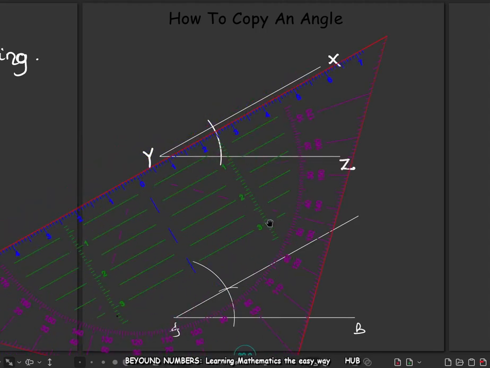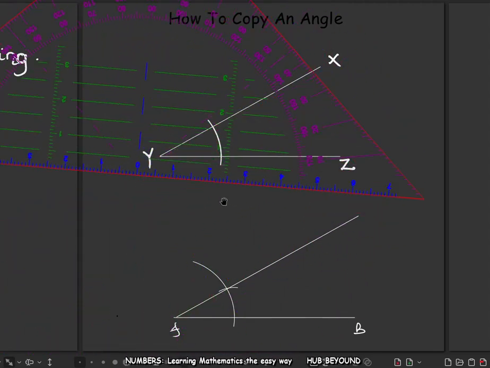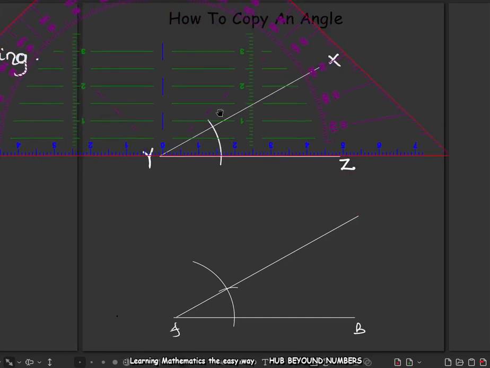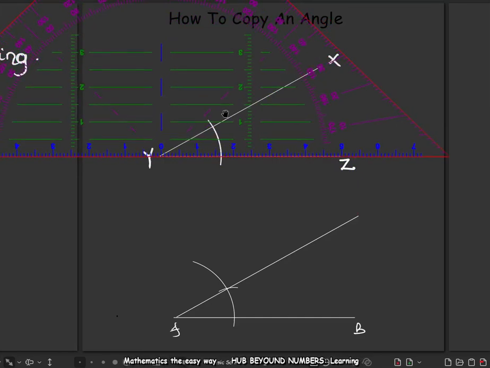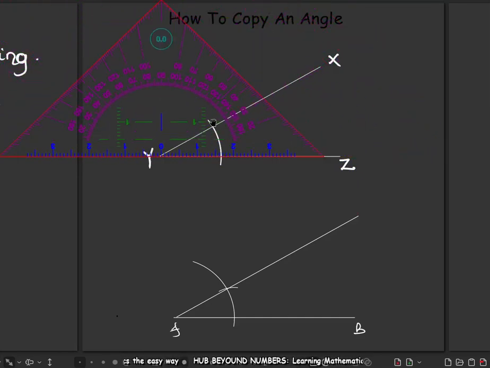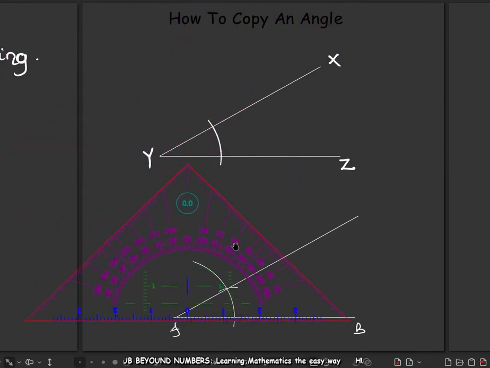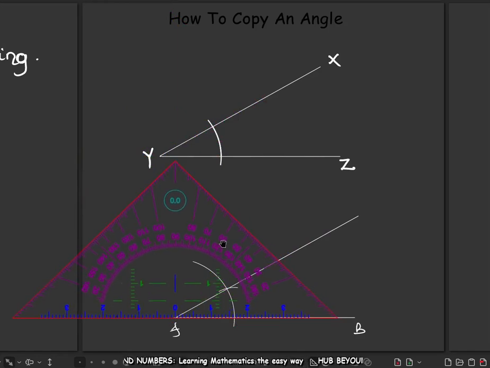And you realize that if you measure the angle, so let's measure the angle here and let's see. If I measure my angle, that is about 30 degrees, 31 degrees. Then I come and measure this one also over here. They are approximately the same. This is also 30 degrees. So this is how we do what? We copy angles.